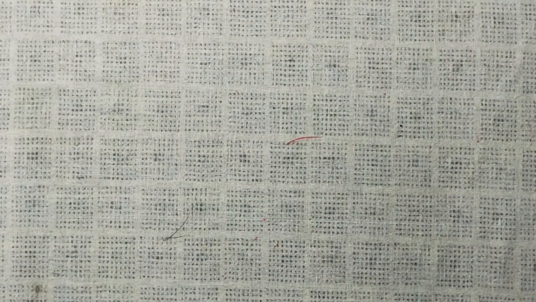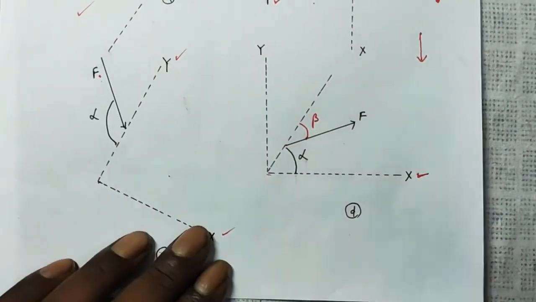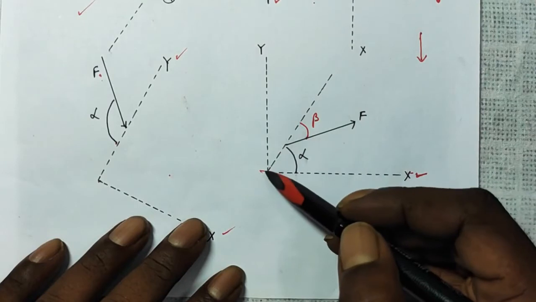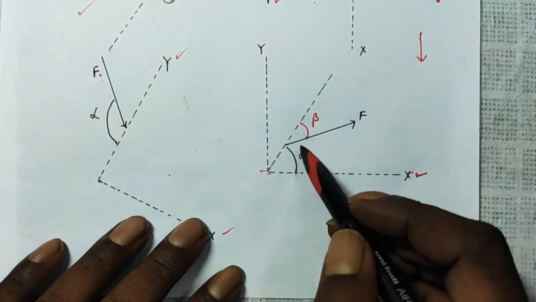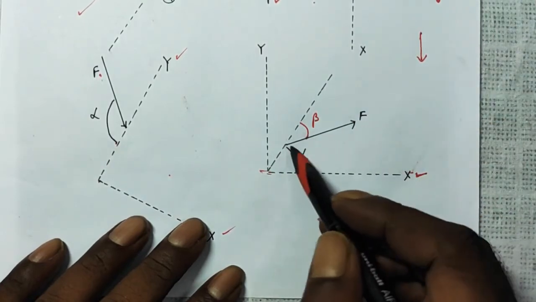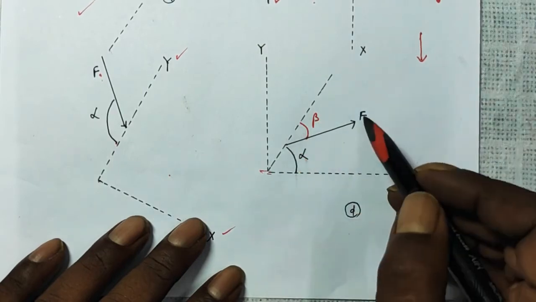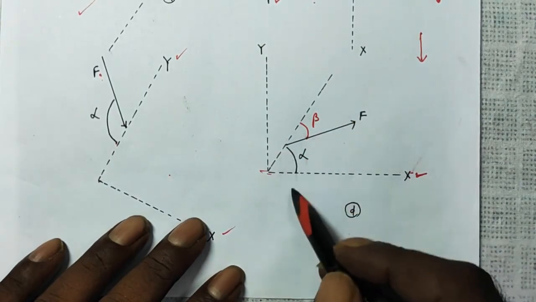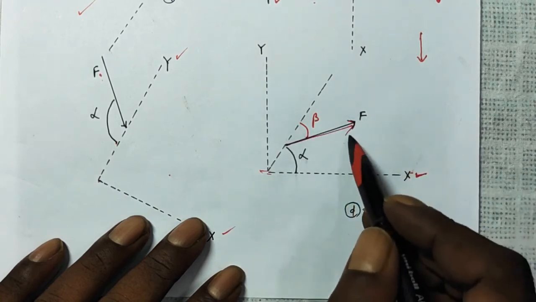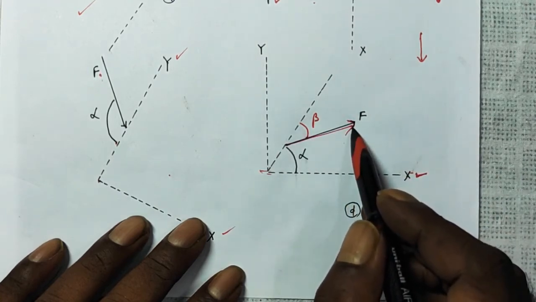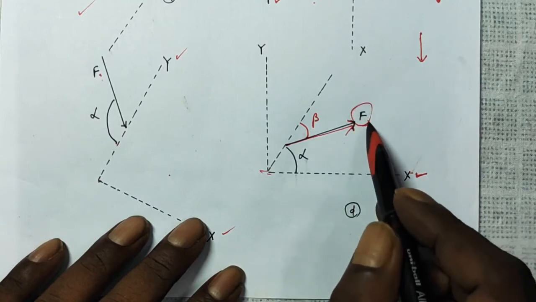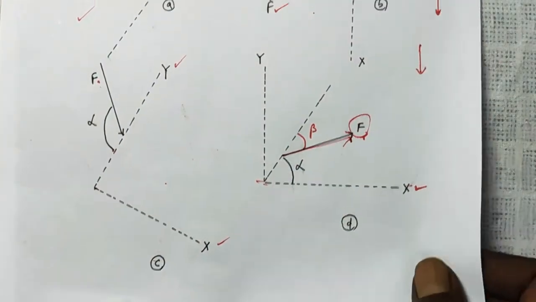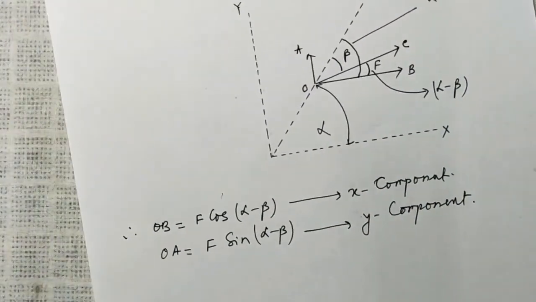The last one, that is this one. Positive x-axis, positive y-axis. Here is a line, and this is the force. And this line makes an angle alpha with x-axis, and this is the force. We have to resolve this force into two rectangular components. Means its component along x-axis and its component along y-axis. So I have redrawn it in the solution.